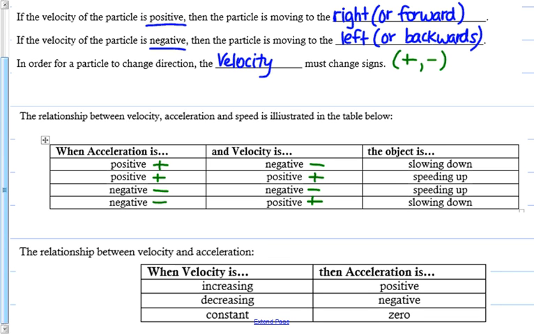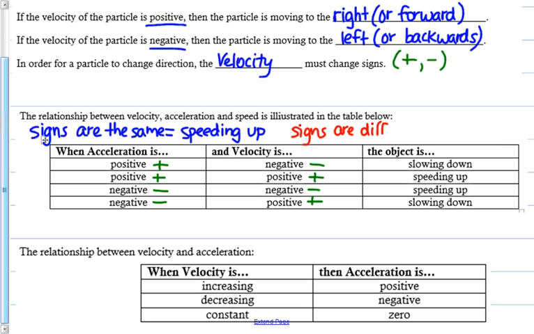If you really take a look at the table, basically, when signs of both acceleration and velocity are the same, then the object is speeding up. So if they're both positive, like positive 6 and positive 8, then the object is speeding up. Now, when the signs of velocity and acceleration are different, then the object is slowing down.